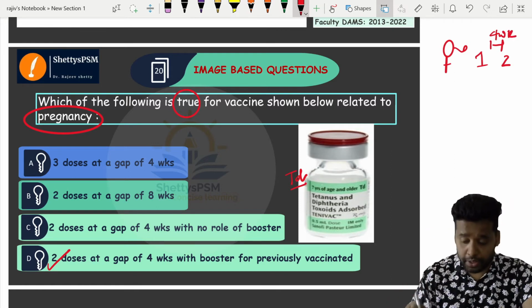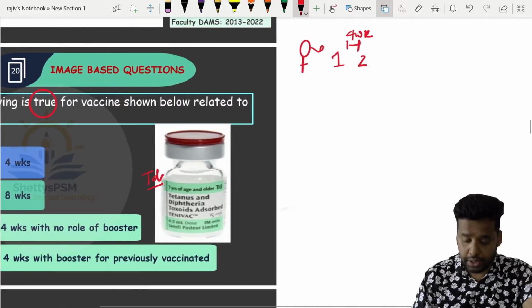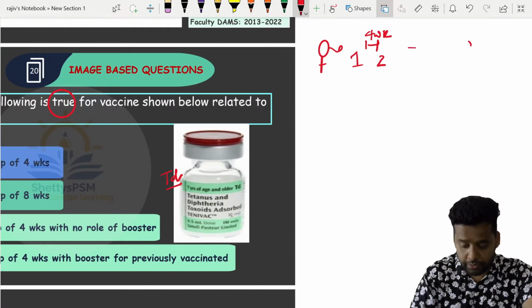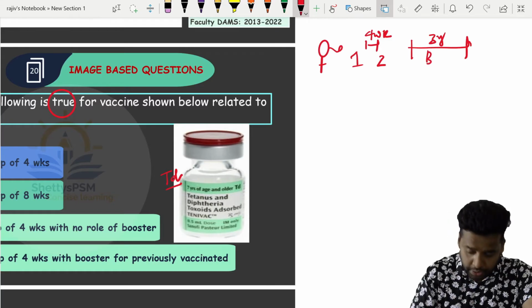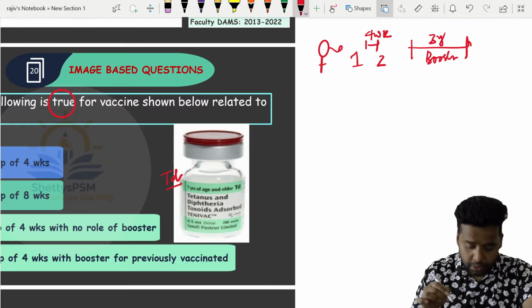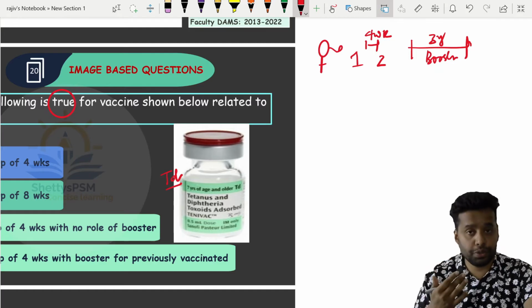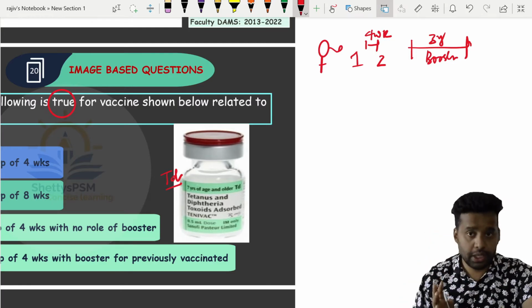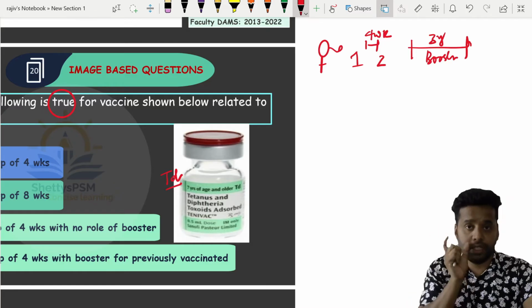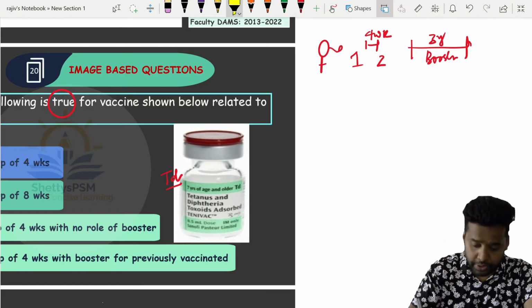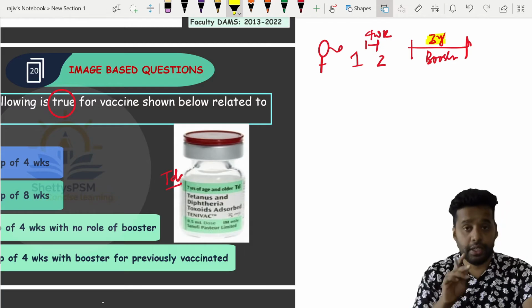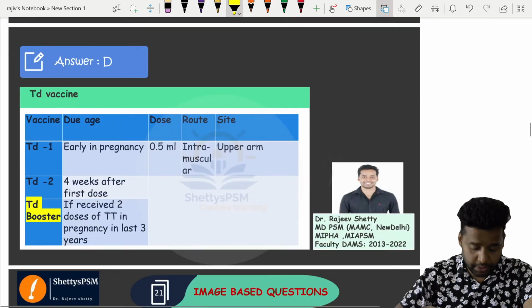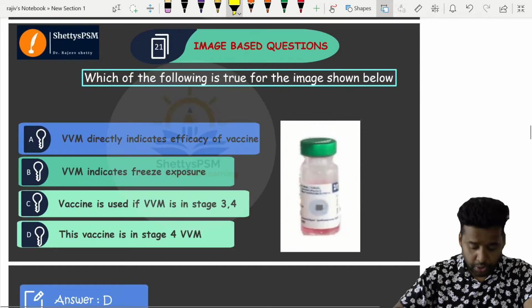If any pregnancy happens after this, within 3 years, if she becomes pregnant, she has to take a booster. So option D is correct. What is the role of booster? For a pregnant woman who has been vaccinated before and pregnancy happens within 3 years. The keyword is 3 years, not 5 years. Then we can give 1 dose of booster.